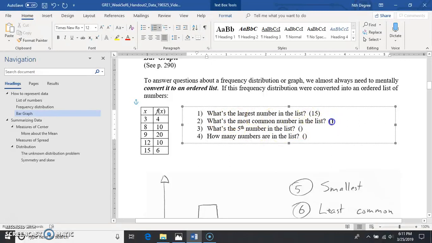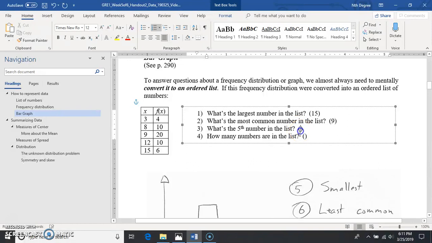Now, what's the most common number in this list? Well, there are 4 3s, there are 10 8s, there are 29s. That one must be the most common because 20 is the highest frequency, and therefore the 9 is the most common number in the list.